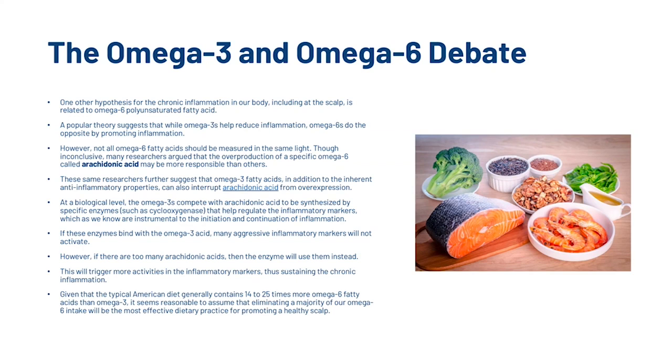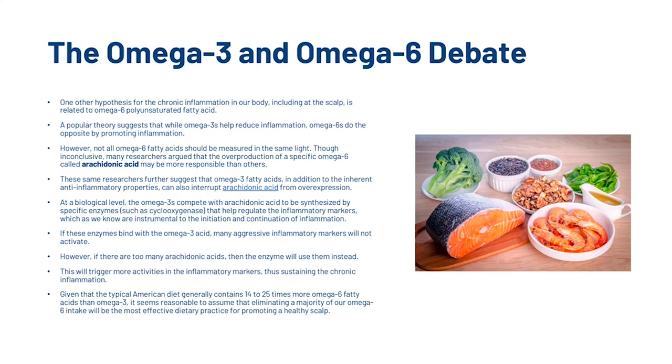These same researchers further suggest that omega-3 fatty acids, in addition to the inherent anti-inflammatory properties, can also interrupt arachidonic acid from overexpression. At a biological level, the omega-3s compete with arachidonic acid to be synthesized by the specific enzymes that help regulate the inflammatory markers, which, as we know, are instrumental to the initiation and continuation of inflammation. Now, if these enzymes bind with the omega-3 acid, many aggressive inflammatory markers will not activate. However, if there are too many arachidonic acids, then the enzyme will use them instead. This will trigger more activities in the inflammatory markers, thus sustaining the chronic inflammation.